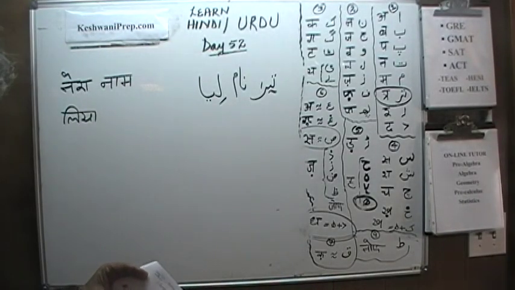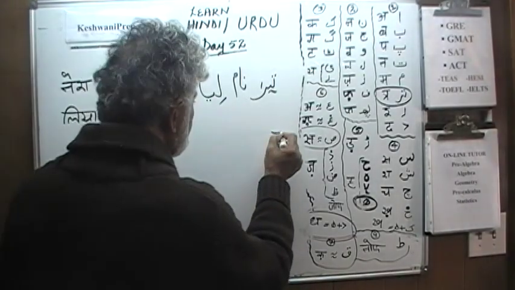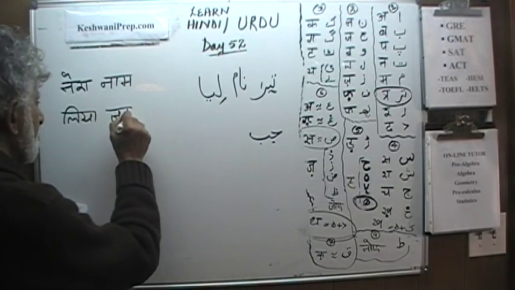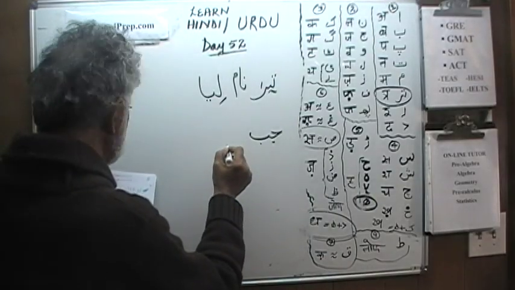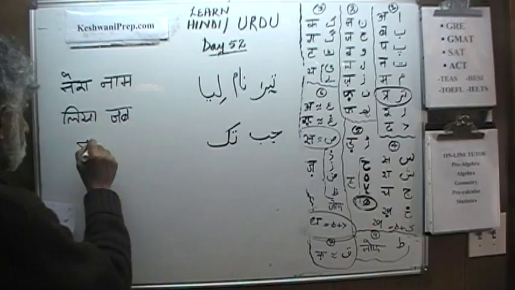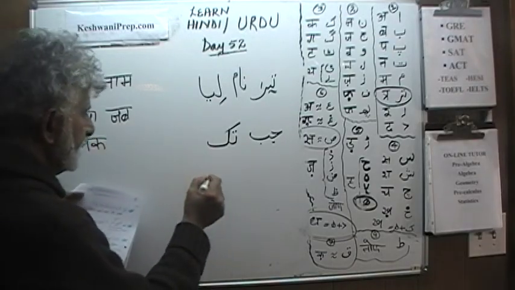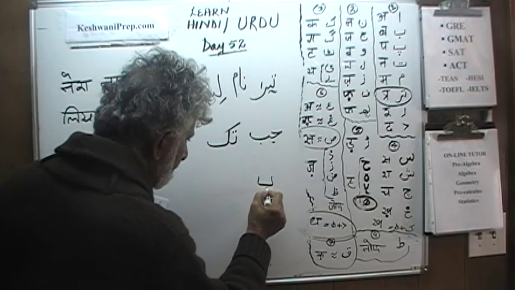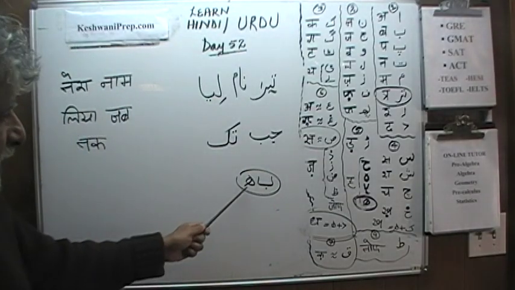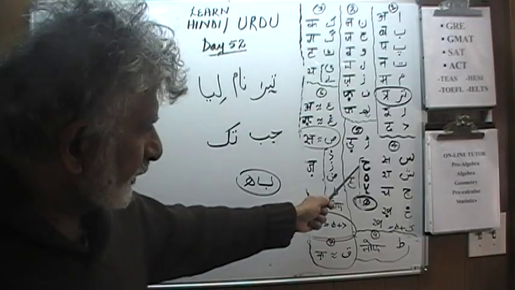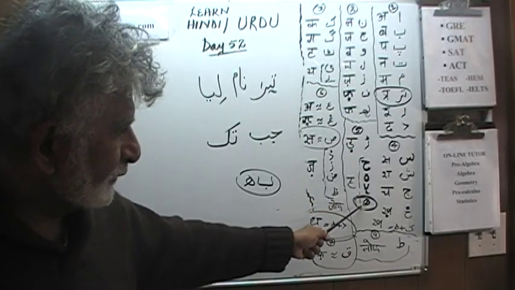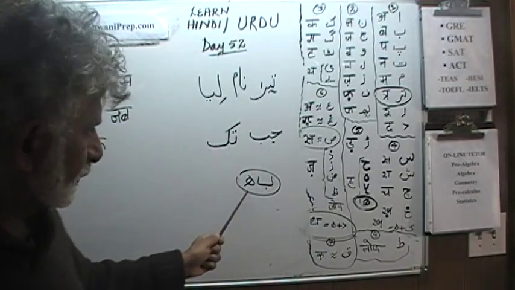Tera naam liya, jab tak bhi, jab tak, to and a ko. Jab tak. B is ba with do chashmi hai. We have done this many times. As you know, we have 4 hers. We have talked about it many times. Badi hai, these two are called choti hai, and this last one is called do chashmi hai. That's what we have to use here.